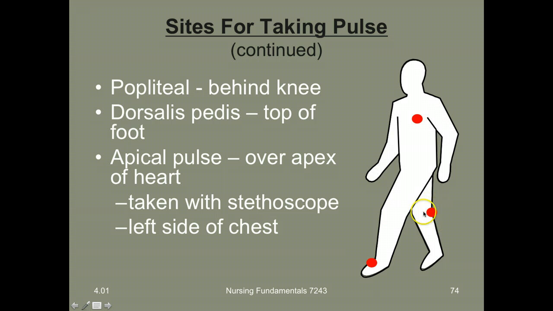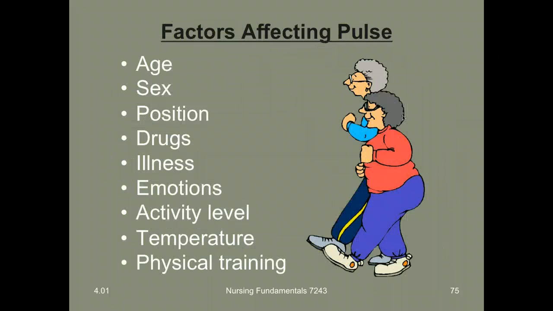Popliteal is behind the knee. The dorsalis pedis is at the top of the foot, and the apical pulse is over the apex of the heart. The apical pulse has to be taken with a stethoscope, and you have to listen on the left side of the chest, typically where the left nipple of the left breast would be located.